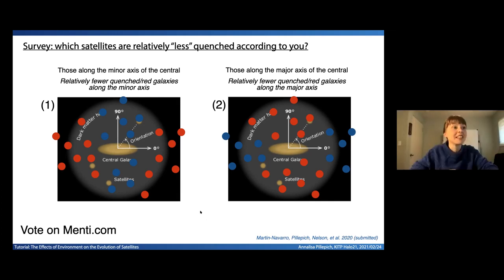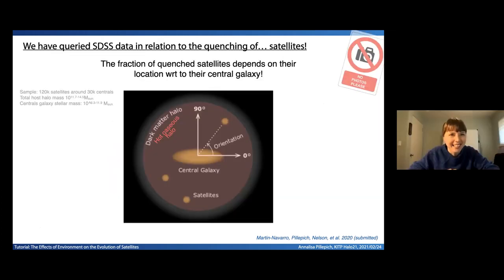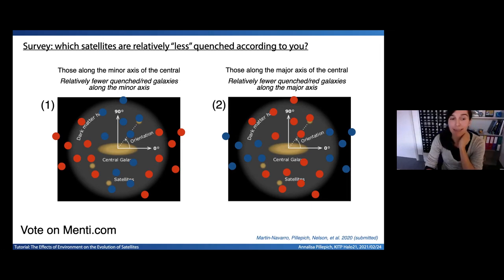Okay. So with 35 people having voted, 56% say minor axis. Oh, it just changed. 57% say minor axis. 58% say minor axis. 39% say major axis. Very good, guys. The answer is indeed the first one, along the minor axis. So we have an audience of super experts.